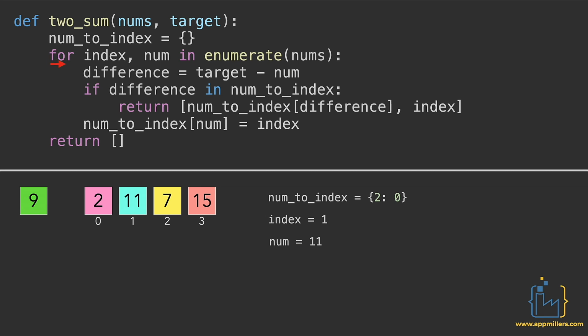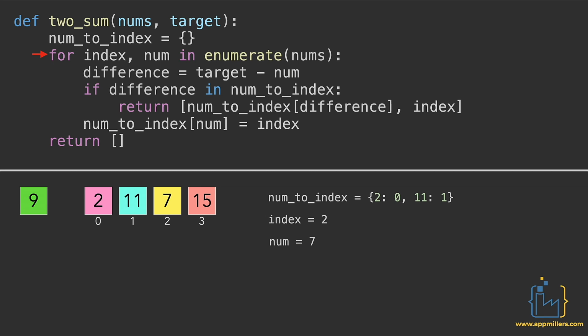The index of 11 is 1. So the difference between the target and 11 is going to be -2. Then we are going to check if -2 exists as a key in this num to index dictionary, and we see that it's not. So we are going to go ahead and insert the number, which is 11, and its index into the dictionary. So as a key, we will have number, and as value, we will have its index. Then we will continue to the next iteration.